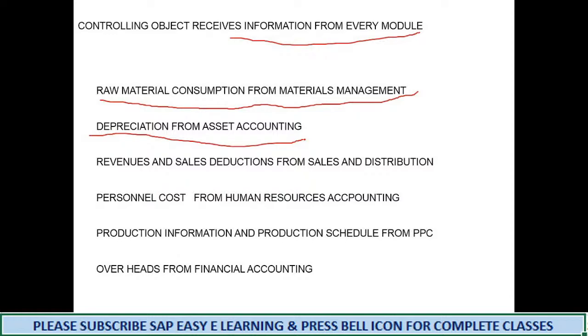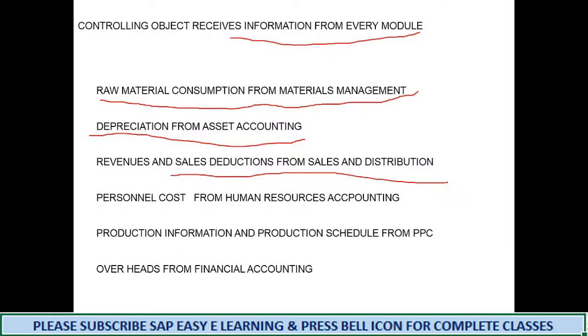Then revenues and deductions from the sales and distribution module. Revenue means sales revenue. When SD is implemented, it is integrated with FI. The sales invoices are raised in SD only. When the sales invoice is raised in SD, due to the integration, the sales account in the general ledger is automatically updated. MM integration, SD integration we will see later on. So the sales GL account in the general ledger is updated. From the general ledger again, it is transferred to controlling.